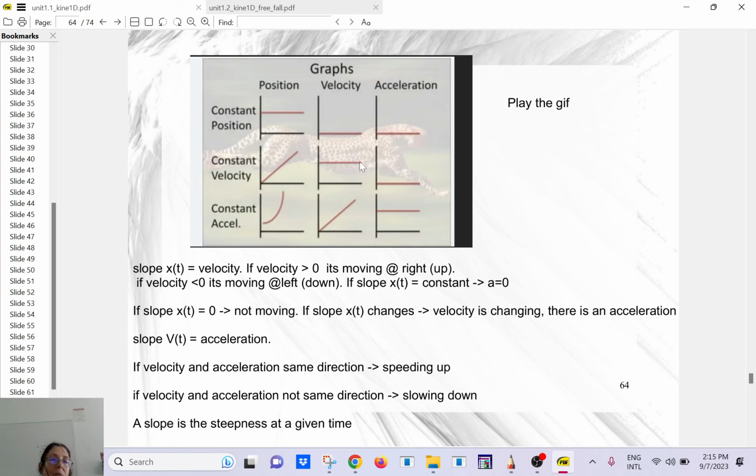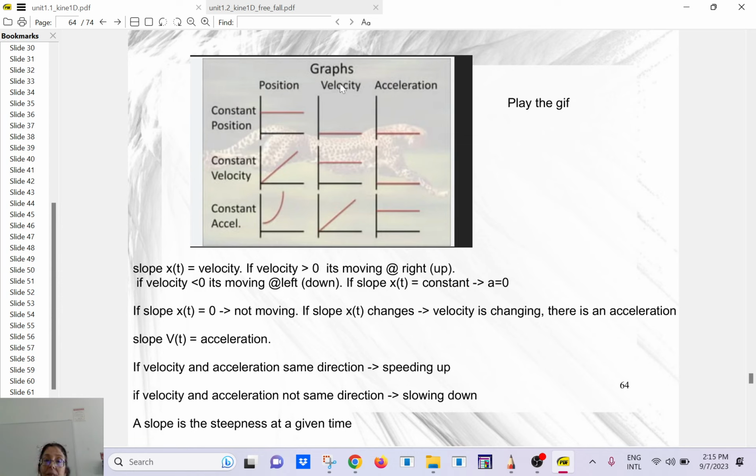So here I try to summarize everything. Position: if it's not moving, the position stays the same. If it's moving at a constant speed or constant velocity, you're going to have a line. If it's speeding up or even slowing down, you're going to have a parabola.